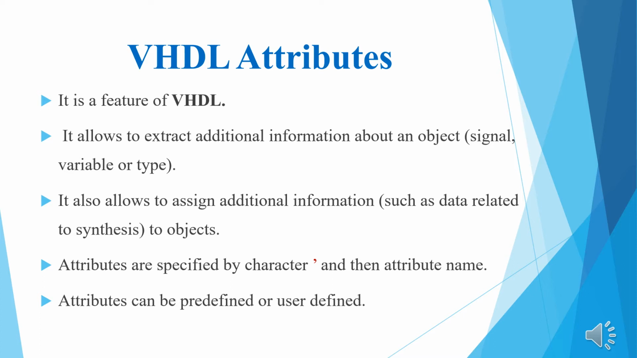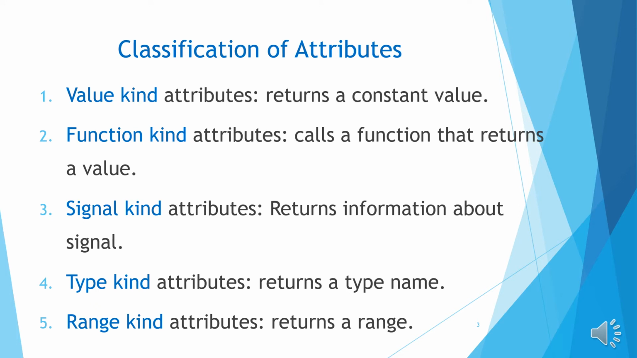Attributes are specified by character tick and then the attribute name. Attributes can be predefined or user defined. There are five classes of attributes present: value kind attribute, function kind attribute, signal kind attribute, type kind attribute, and range kind attributes. Value kind attribute, as its name itself indicates, returns a constant value.